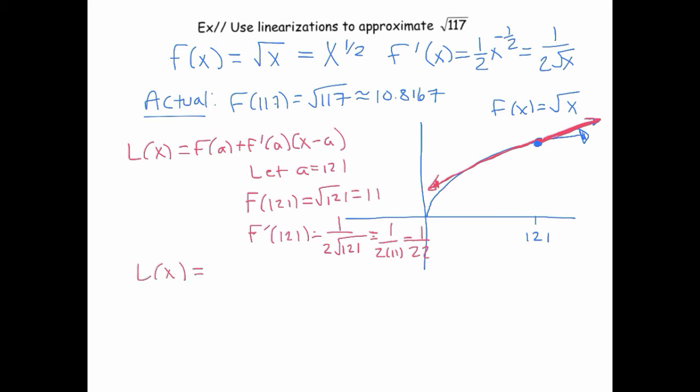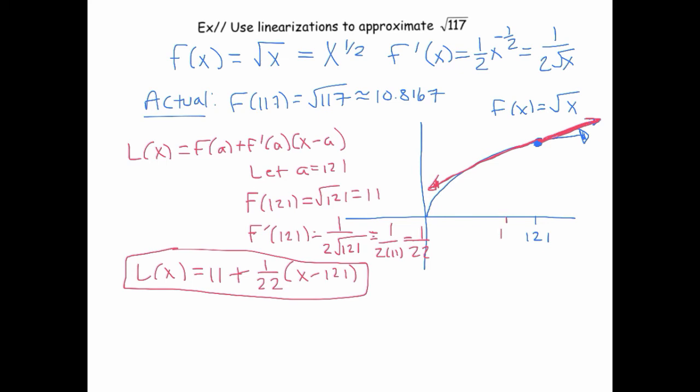So now I can finish up my linearization. f of a is 11. f prime of a would be 1 over 22, and my a is 121. So there's my linearization. Now I actually get to use it to approximate the square root of 117. So I'm just going to plug in 117, and we're going to compare its value to the actual square root of 117 that we found above.